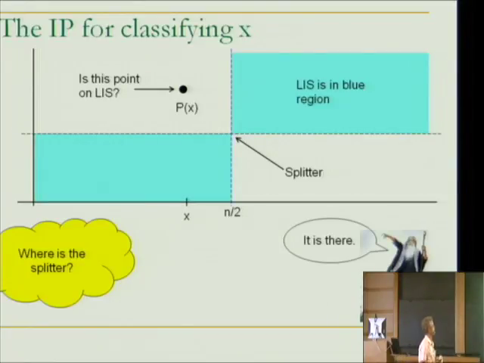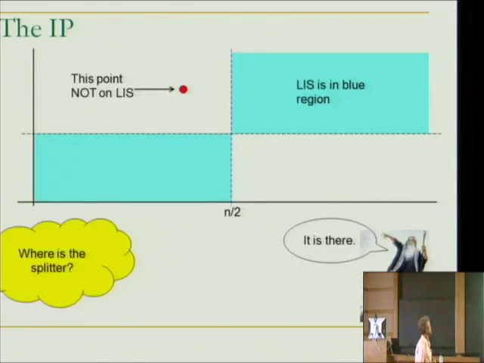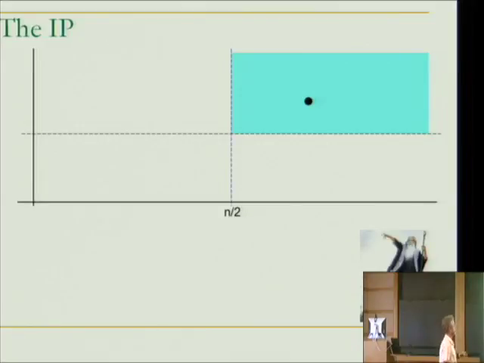Okay, so the LIS. Once I know that, then I know that this point is bad. I know the point's not on the LIS, so I classify it as bad. Okay, now we have this. So if the point was over there.